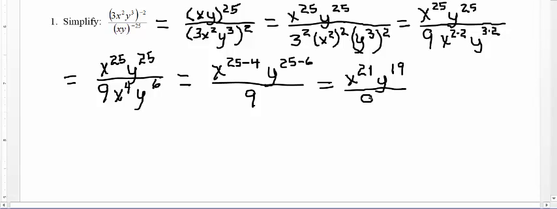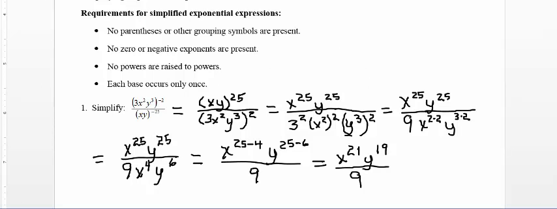So I fulfilled all of the requirements for a simplified exponential expression. No grouping symbols are present. There are no negative or zero exponents. No powers are raised to powers. Each base occurs only once. So this answer is in its simplest form.